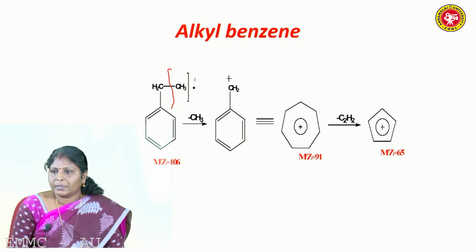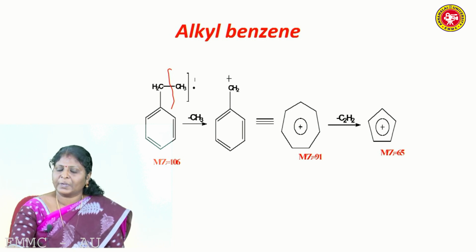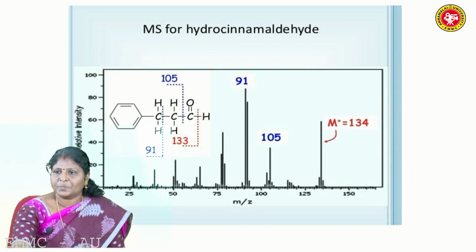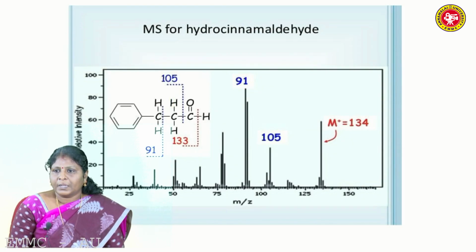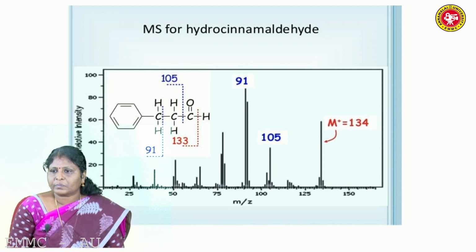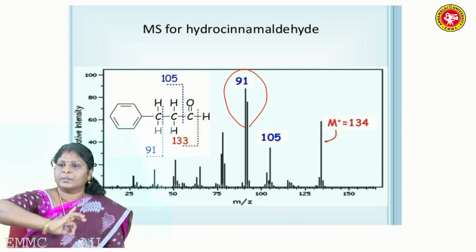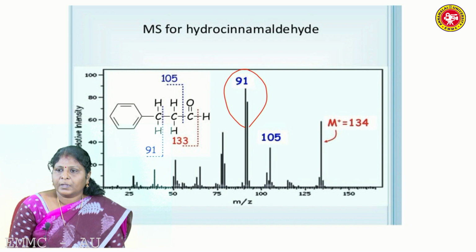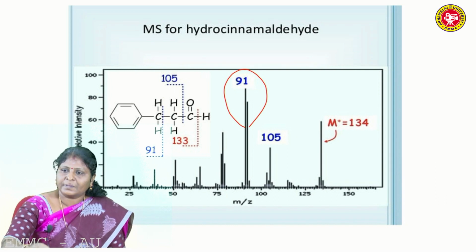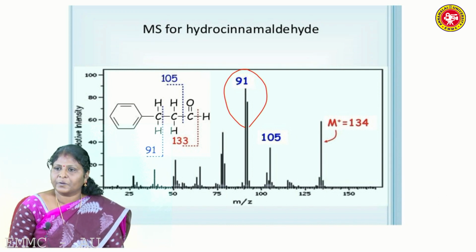Then the tropylium ion expels a neutral acetylene molecule. Then that gives a relatively stable peak at m/z 65, that is due to the cyclopentyl cation. The mass spectrum of hydrocinnamaldehyde: this hydrocinnamaldehyde also favors benzylic cleavage only. That is the reason for the peak at m/z 91, that is due to the tropylium ion. The benzylic cation on scrambling gives the tropylium ion. The tropylium ion is observed at 91.